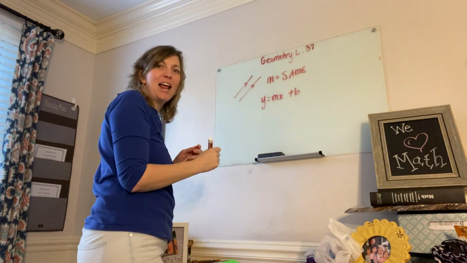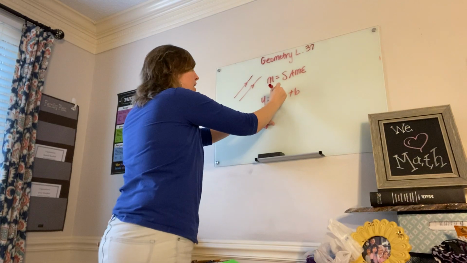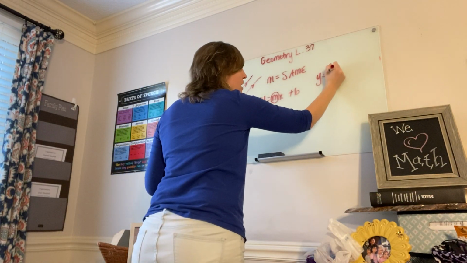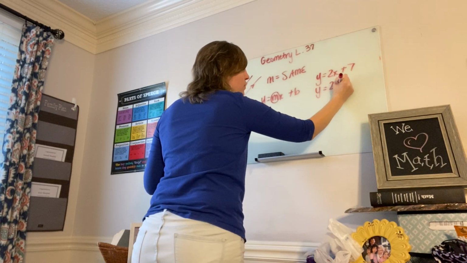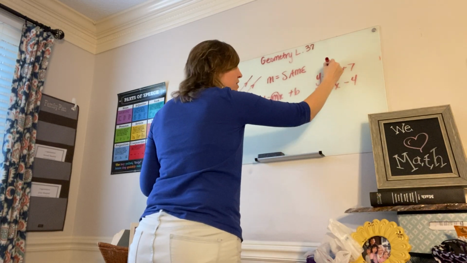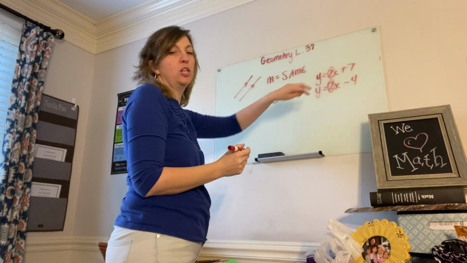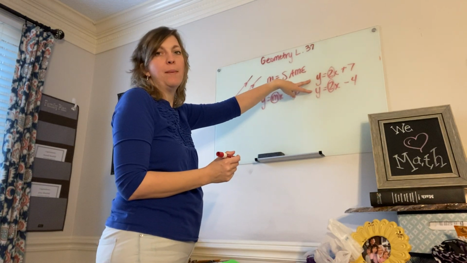That was our best friend in Algebra 1, wasn't it? So m is our slope. So in the equation of two lines, let's say y equals 2x plus 7 and y equals 2x minus 4. These lines are parallel, and the reason I know it is because their slopes are the same. Don't forget, in order to compare slopes, you always have to have y by itself.